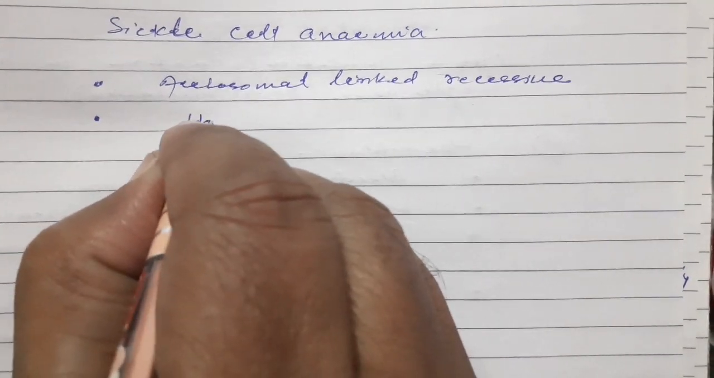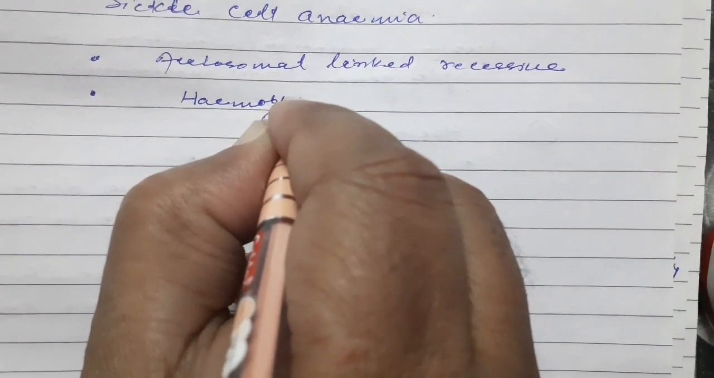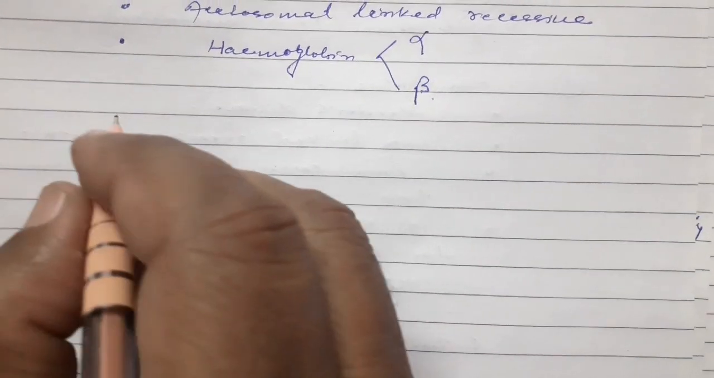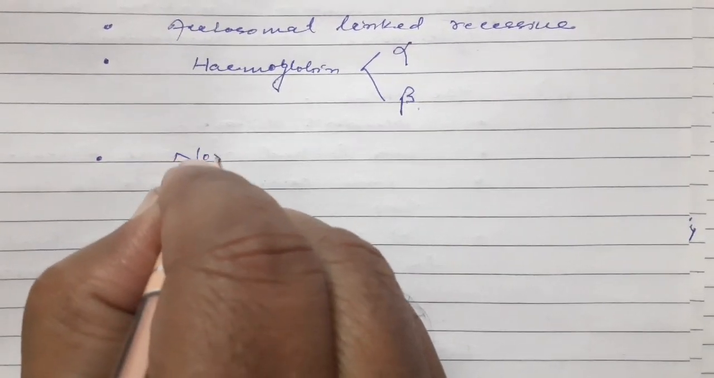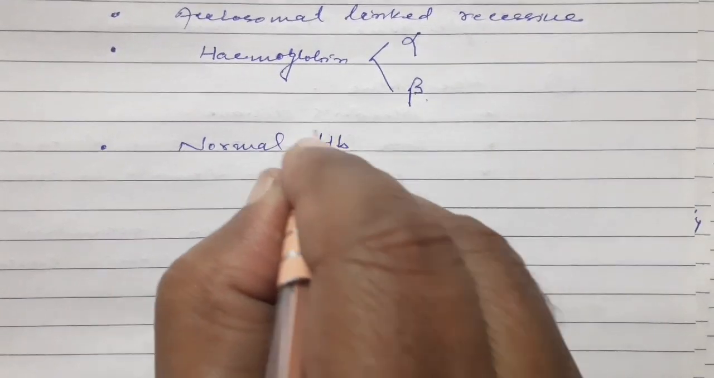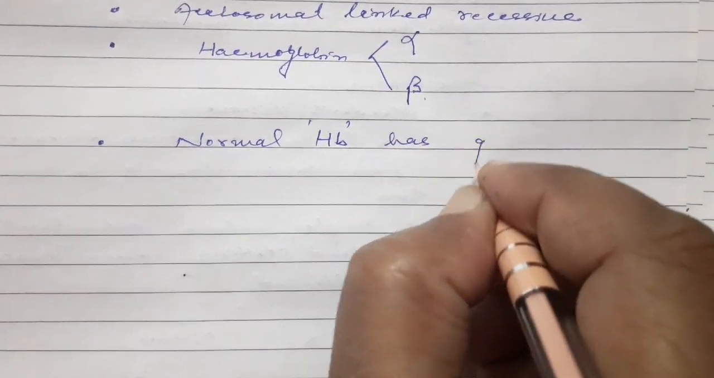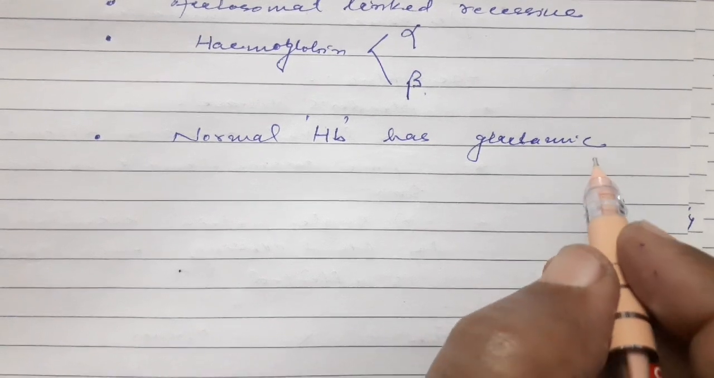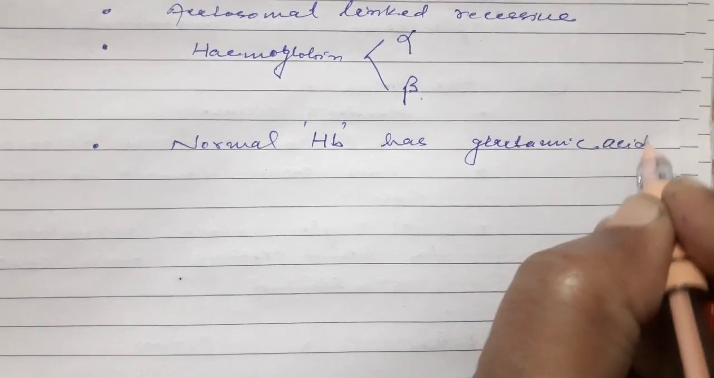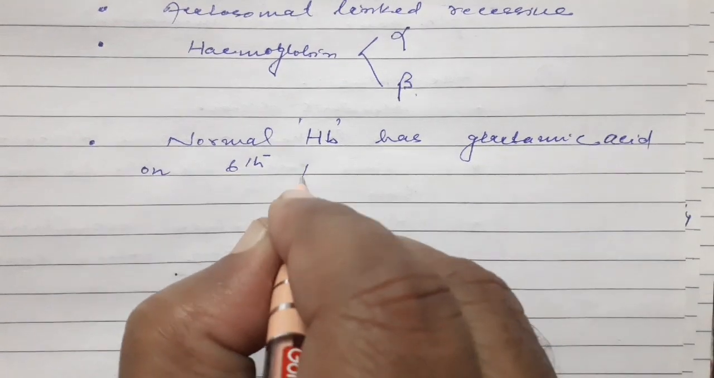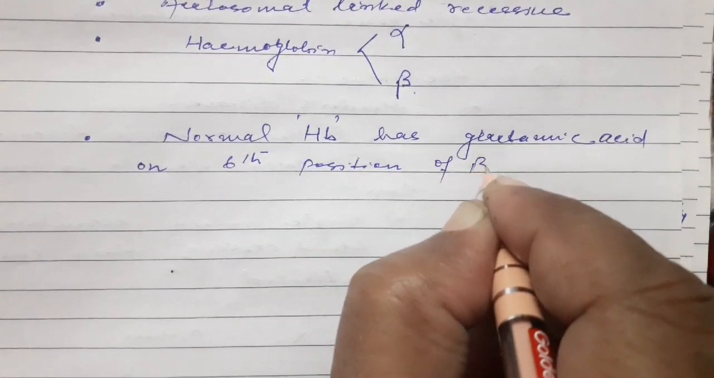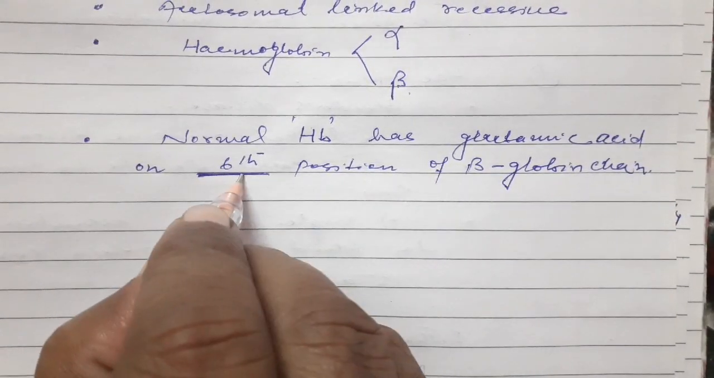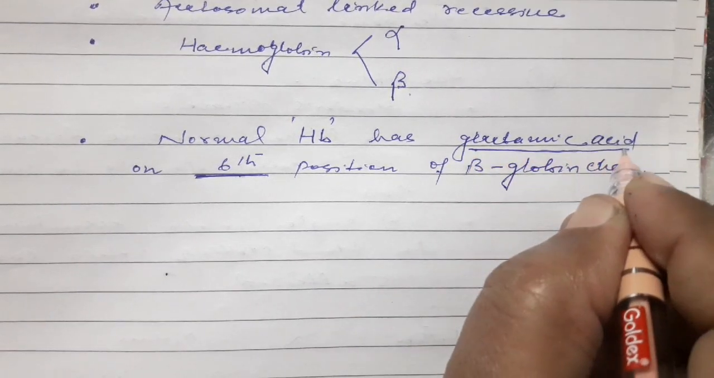As we know, hemoglobin has two types of chain, alpha chain and beta chain. And the normal hemoglobin, this is the symbol of hemoglobin, has glutamic acid on the 6th position of the beta globin chain. This is the characteristic picture. This is a very important point, the 6th position. Which amino acid? Glutamic acid.